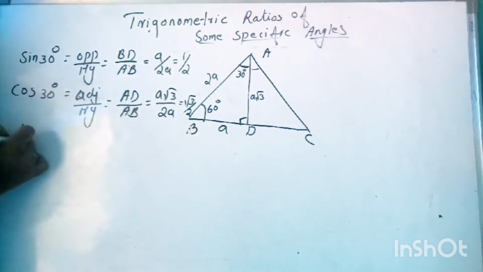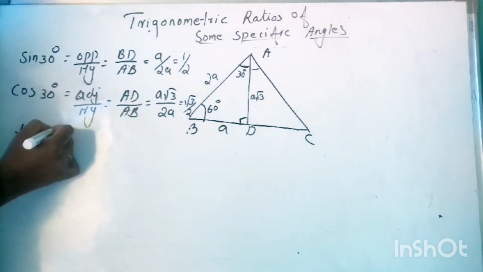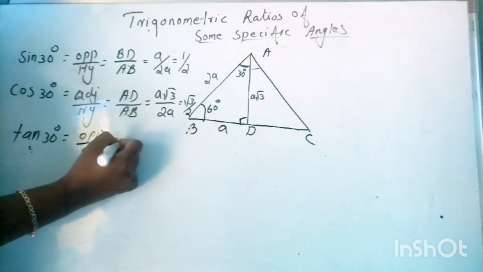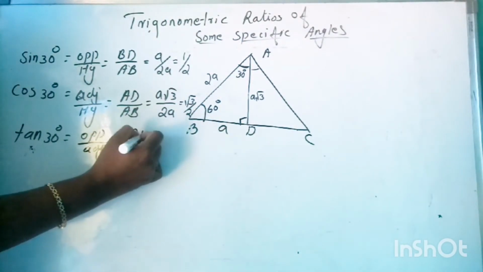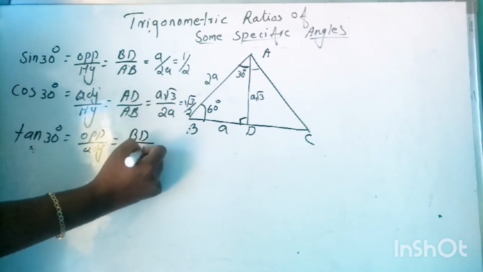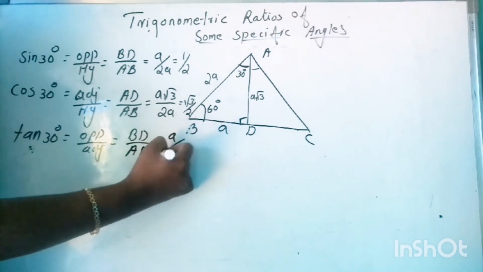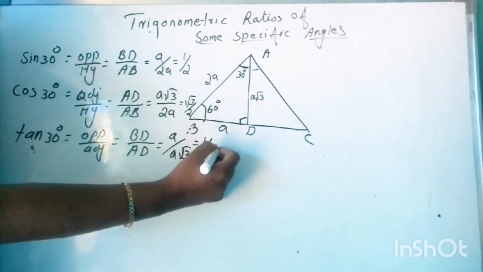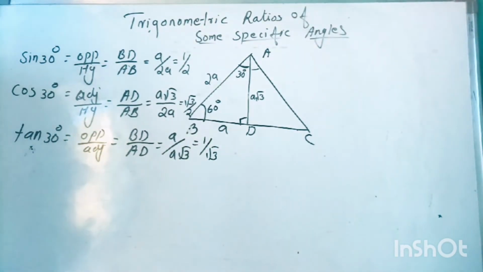Now tan 30 degree is opposite side divided by adjacent side. The opposite side is BD and the adjacent side is AD. BD is A and AD is A root 3. That is 1 by root 3.